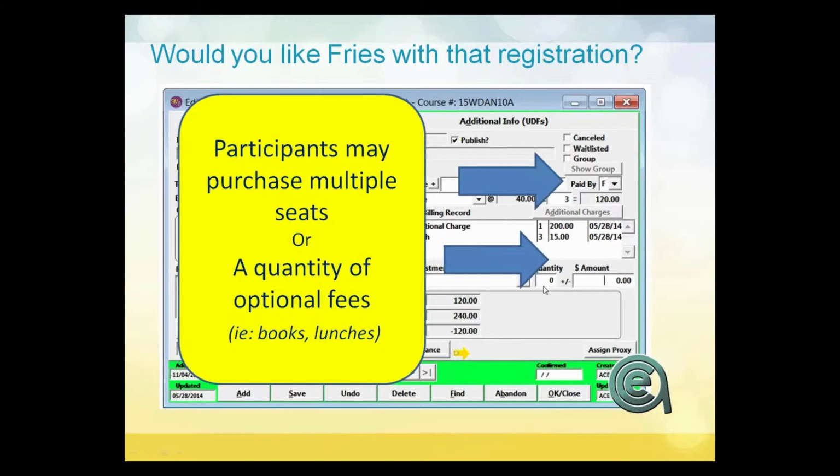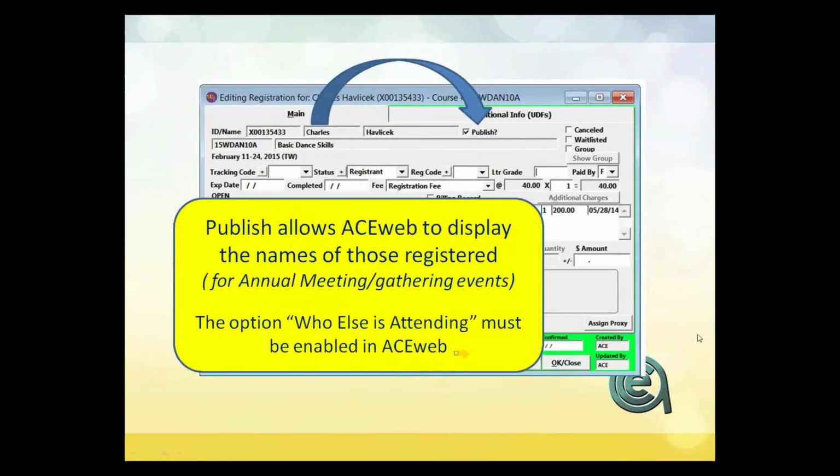Ditto with optional fees. So lunches or extra books or extra tickets to a concert, you can buy multiples of those, and we talked about preferences where that's turned on.